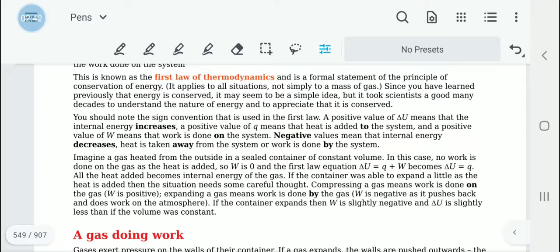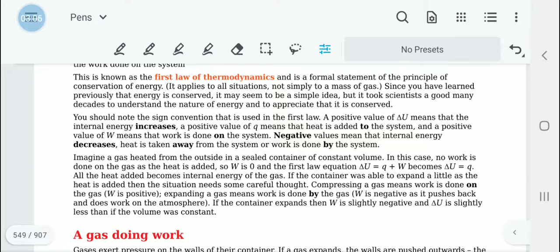The sign convention that is used in the first law is very important. A positive value of delta U means that the internal energy is increasing. A positive value of Q means that heat is added to the system. And a positive value of W means that work is done on the system. Negative is the opposite of that.